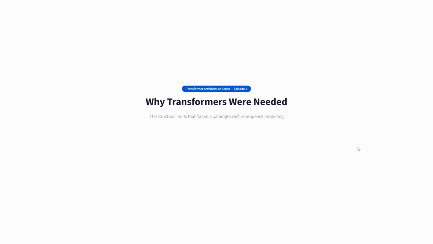Every major language model you use today, whether it's a chatbot, a code assistant, or a translation tool, runs on the same core architecture. It's called the transformer. But here is what most explanations skip over. They jump straight into how attention works without ever asking the more important question: why did we need this thing at all? What was so fundamentally broken about the older approach that researchers had to throw it out and start from scratch? That's what this video is about.